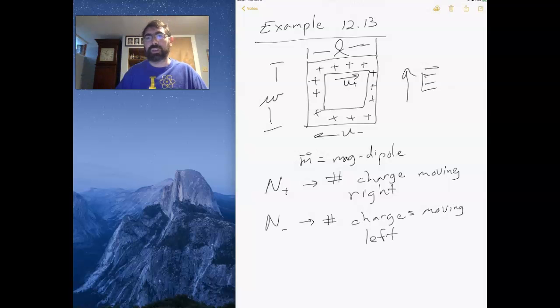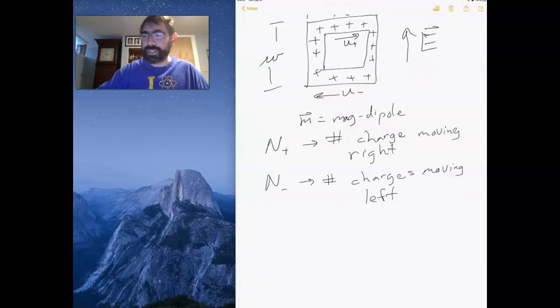And so just to clarify, since the electric field is pointing up and down, is pointing up, it is not going to be, say, pushing a force in the direction of motion. So it's not going to speed up the charges in the top and the bottom. And so, okay, we'll come to that in a second.